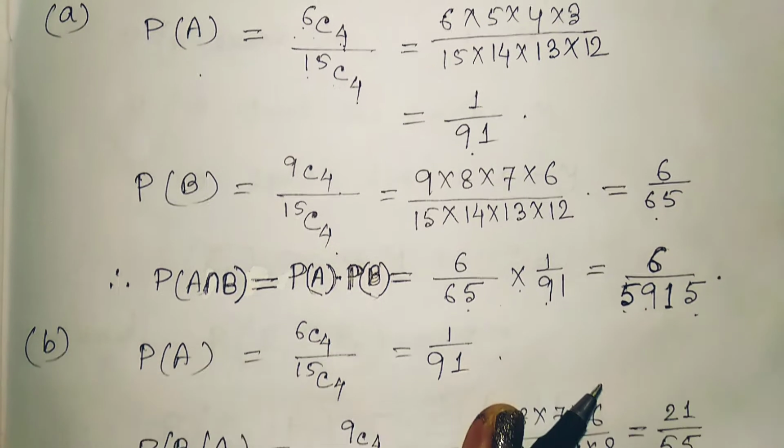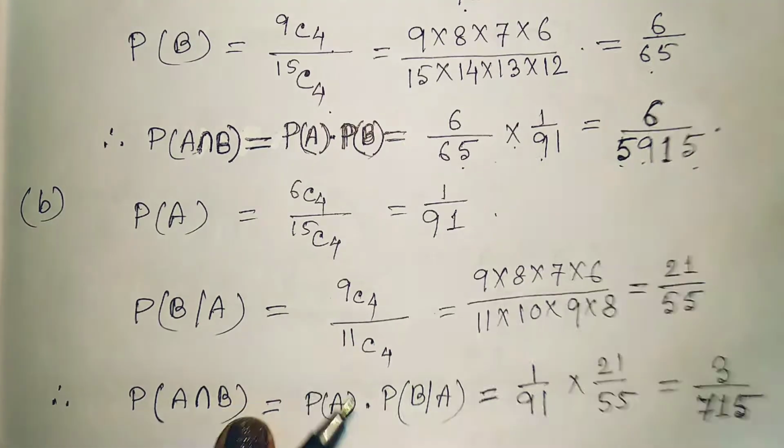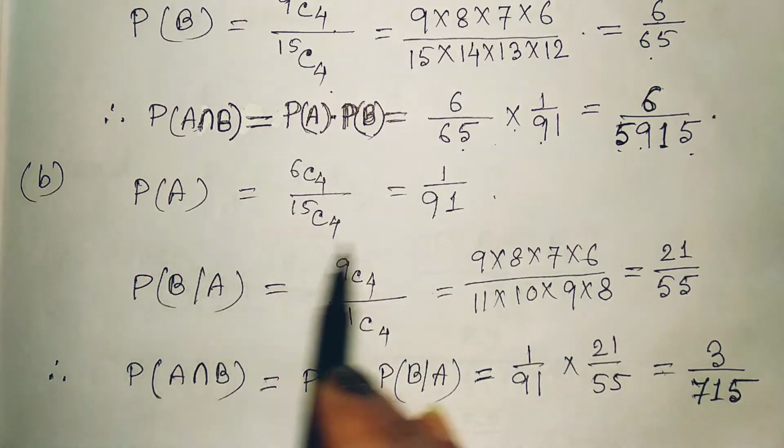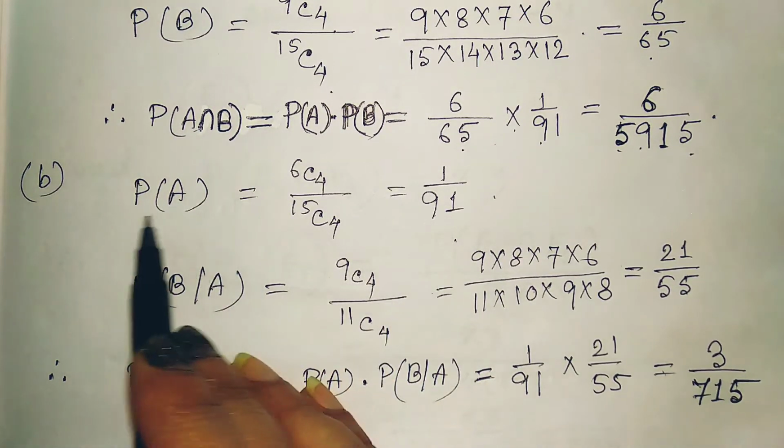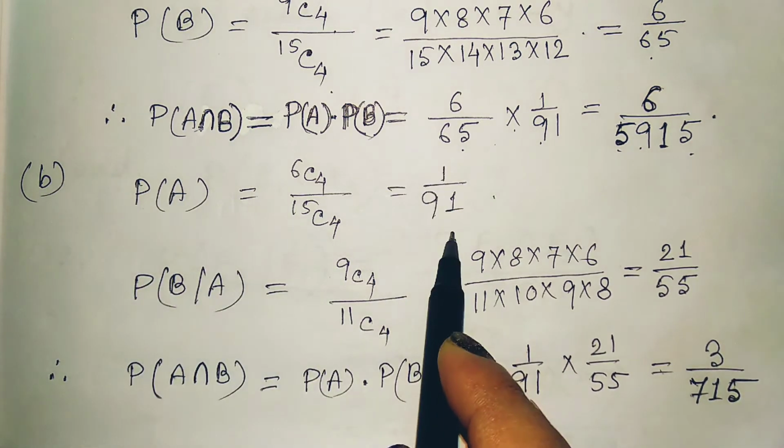Now when it is without replacement, what will be the change? Definitely for the first draw there will be no change. So similarly, probability of A is 1 upon 91.